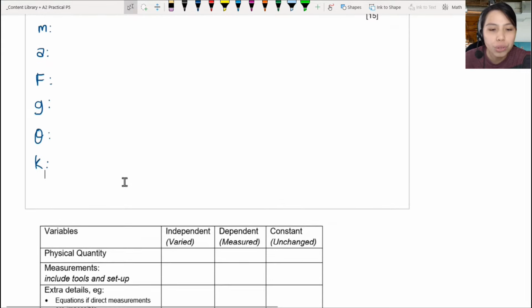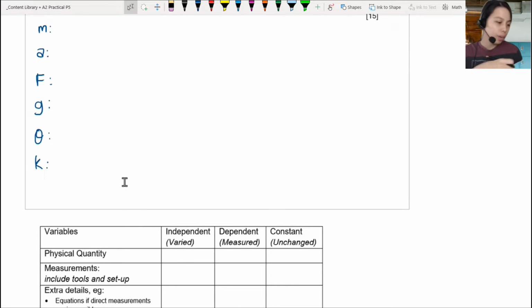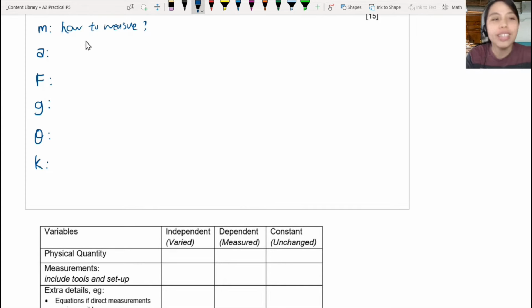So mass of trolley. What equipment do we use to measure mass of the trolley? Anyone got a name? How to measure mass? What's the name? The thing that you all use in lab for chemistry and physics. Balance. Yes, it's the balance, the flat thing. The official name we call it is top pan balance. So I can say use top pan balance to measure.